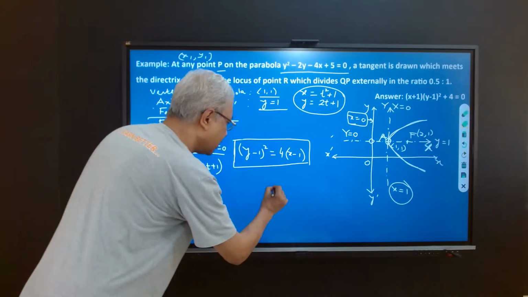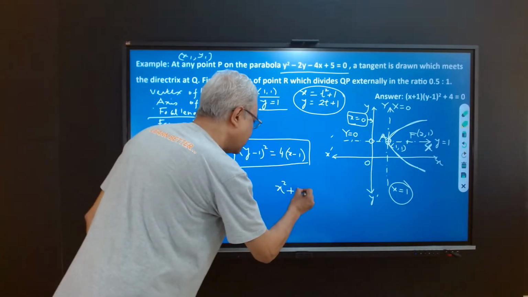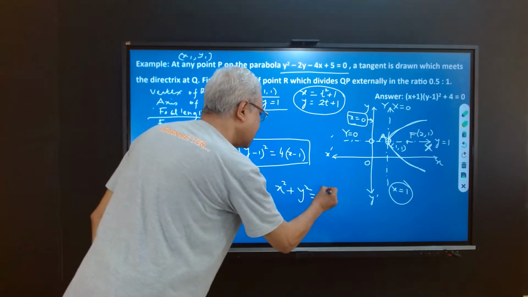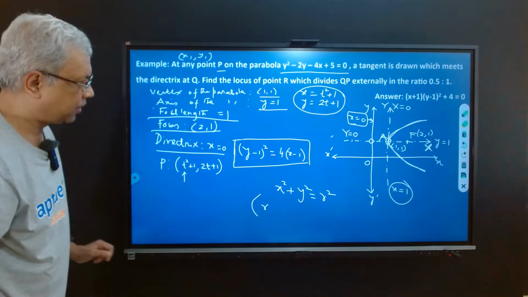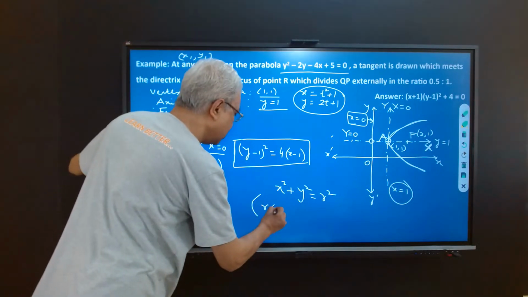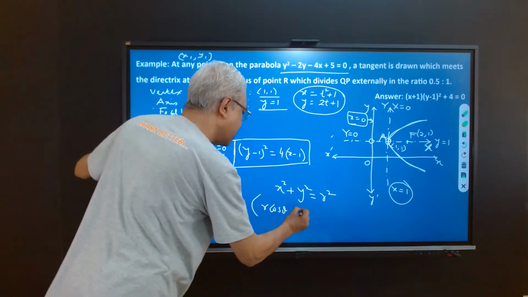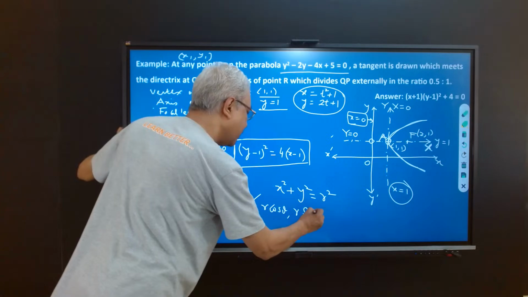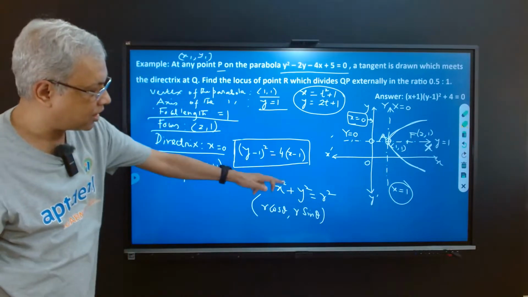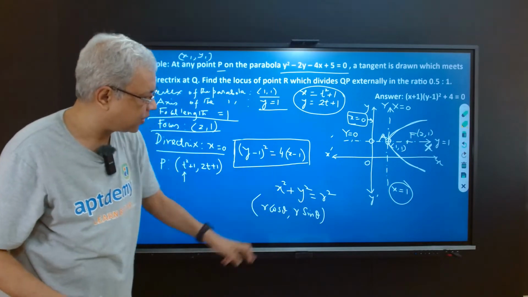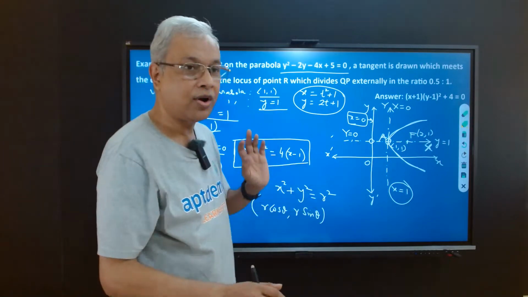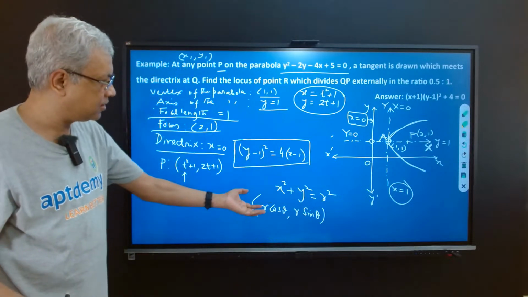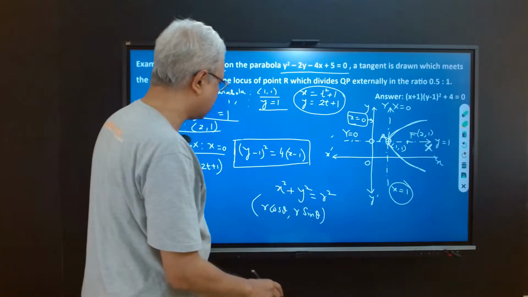If you have a circle like x square plus y square equal to r square, it is always better to consider a point r cos theta, r sin theta as a point on this circle, because this point always satisfies this equation: r square cos square theta plus r square sin square theta equal to r square. All these things we have explained in our regular coordinate geometry classes.